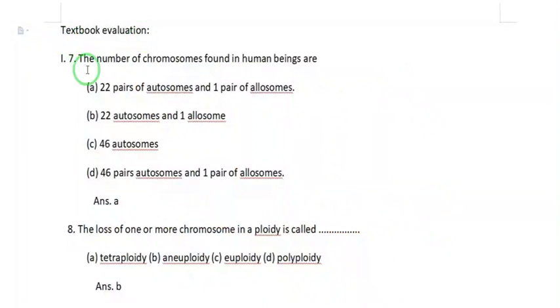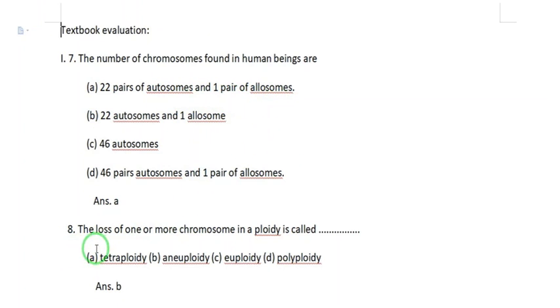Textbook evaluation. Roman number 1, choose the correct answer. Question number 7. The number of chromosomes found in human beings are: 22 pairs of autosomes and 1 pair of allosomes; 22 autosomes and 1 allosome; 46 pairs of autosomes and 1 pair of allosomes. Answer A: 22 pairs of autosomes and 1 pair of allosomes.